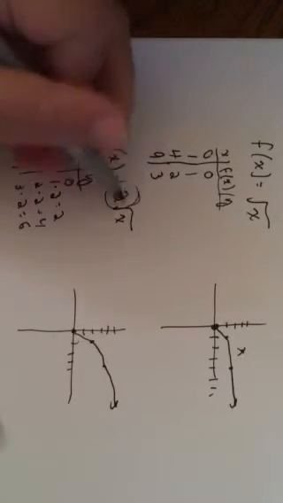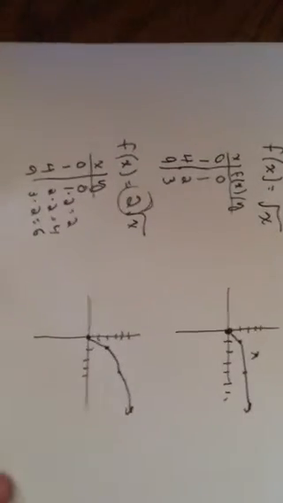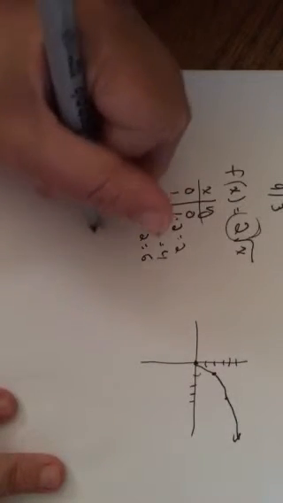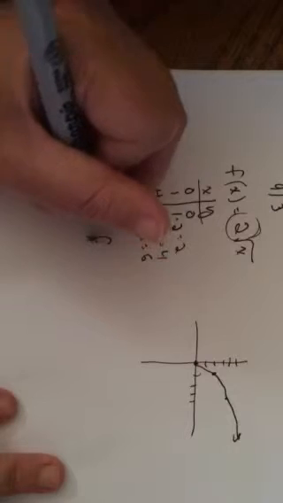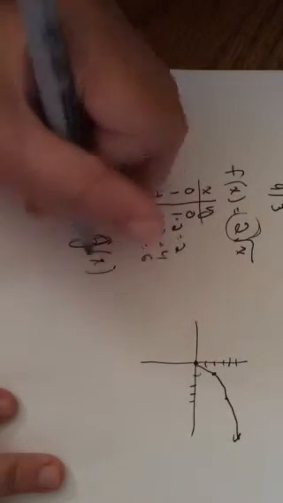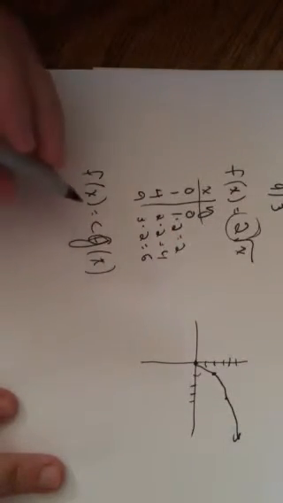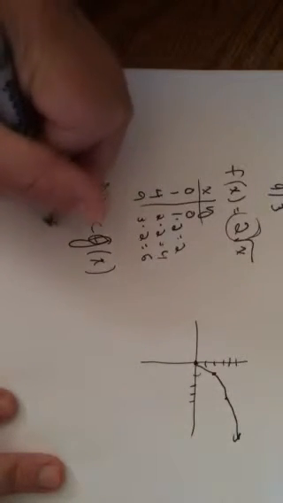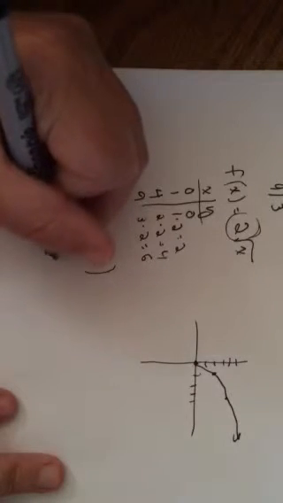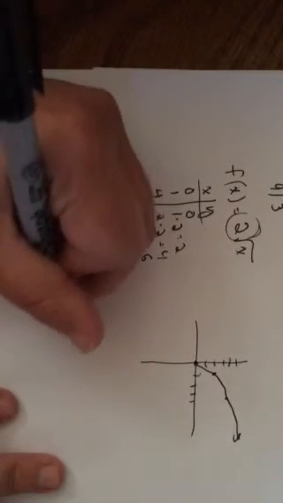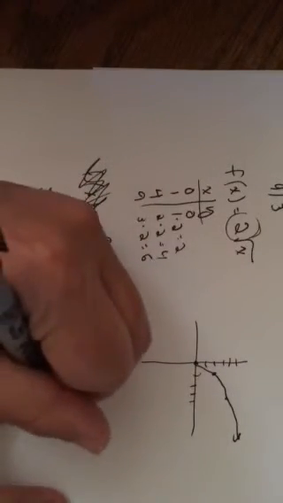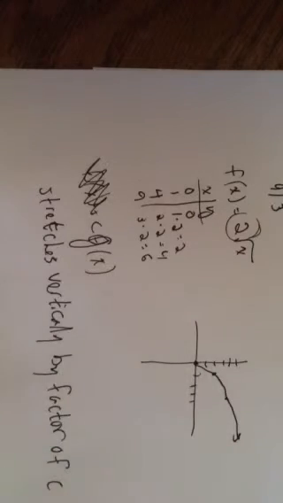Whenever I have a number in front of my function, so if I have something like f of x equals c times a different function, so g of x maybe, so f of x equals c times g of x, it stretches vertically by a factor of 2. If it's c, it's just going to stretch vertically by a factor of c.